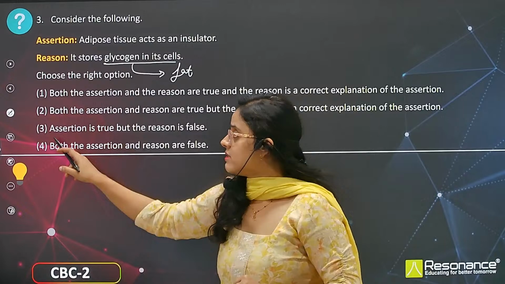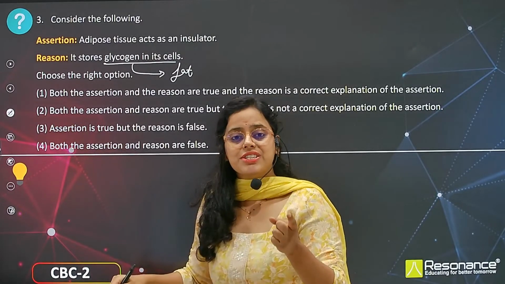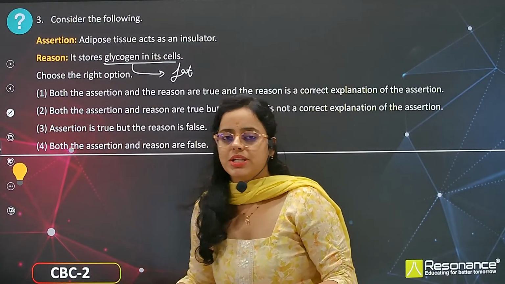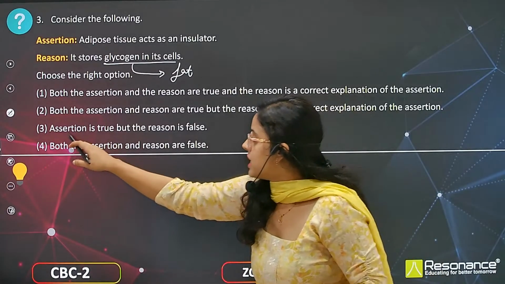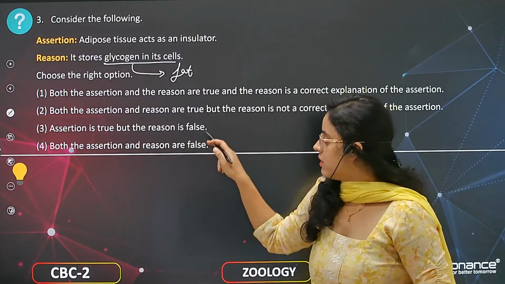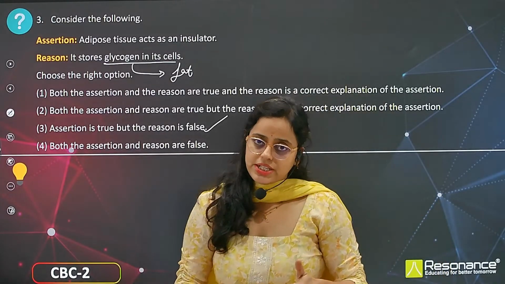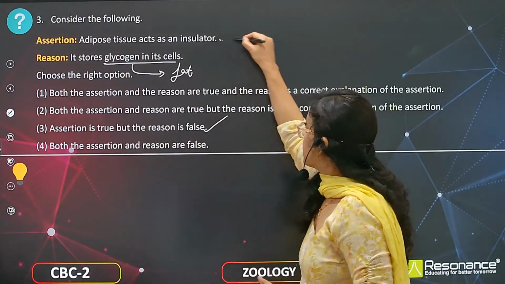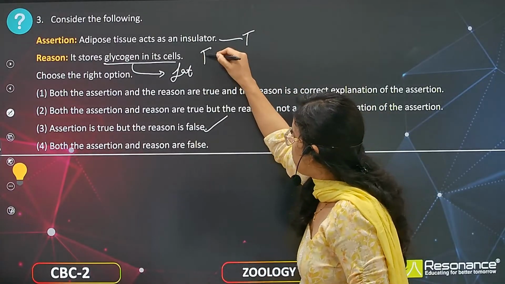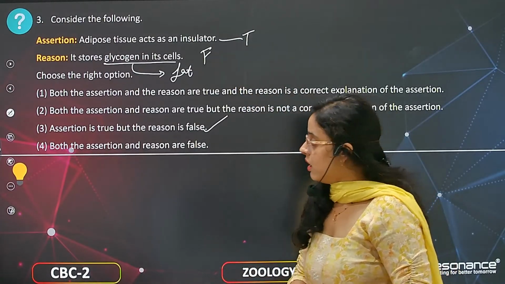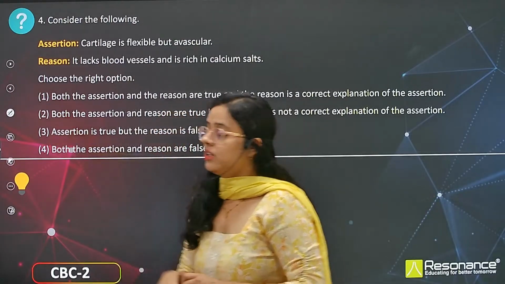So what is the answer? The second one is assertion and reason are true, but reason is not the correct explanation. No, reason is false. So assertion is true, but reason is false. So the answer is going to be this. Adipose tissue acts as an insulator. Correct. True statement. But this is a false statement. Now coming to the next question.